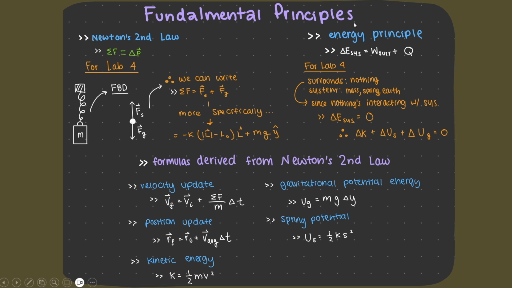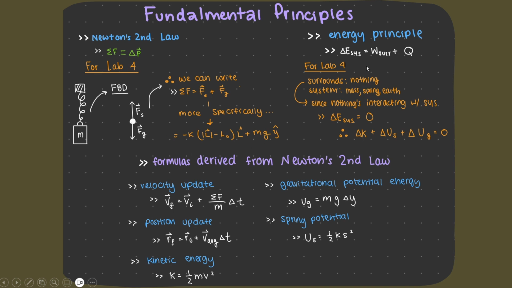So I utilized Newton's second law, the energy principle, and formulas derived from Newton's second law, as you can see here. And for lab 4 specifically, in the free body diagram, you can see that the only forces acting on the spring were the force of the spring and the force of gravity, and therefore F net equals force of the spring plus force of gravity, or more specifically, this formula right here.